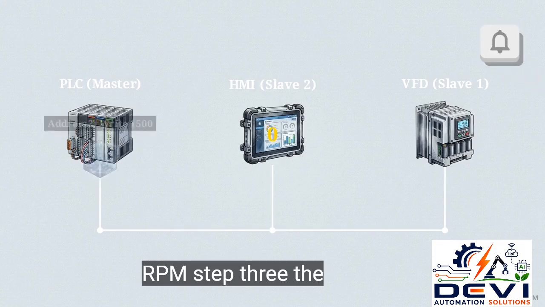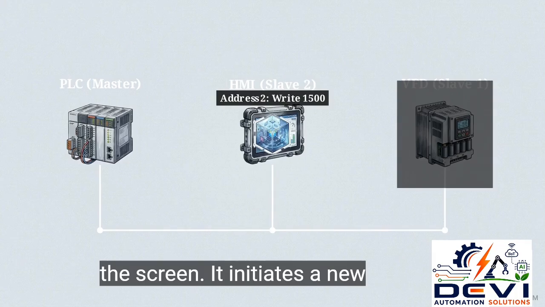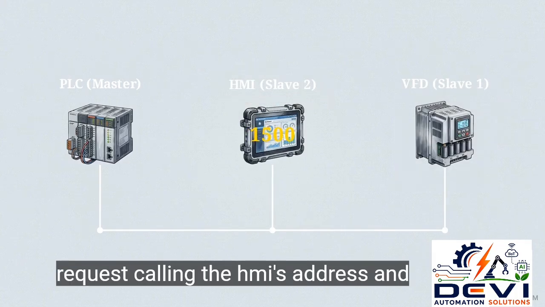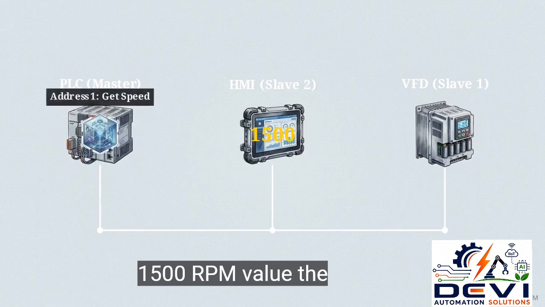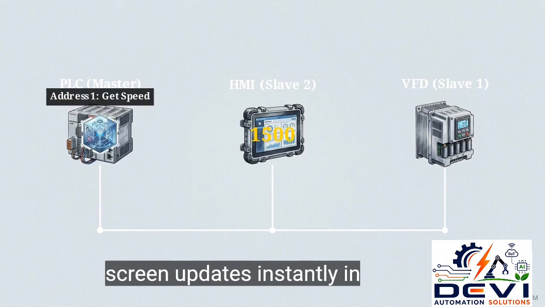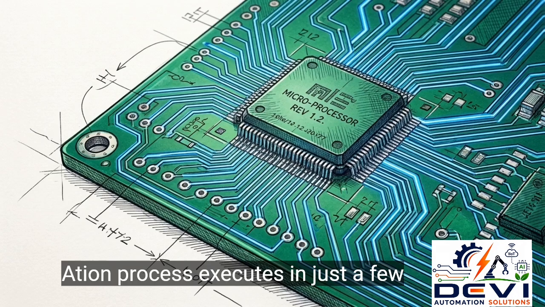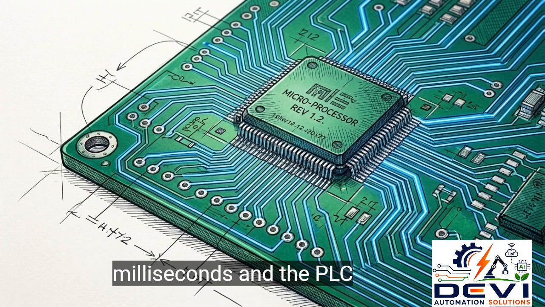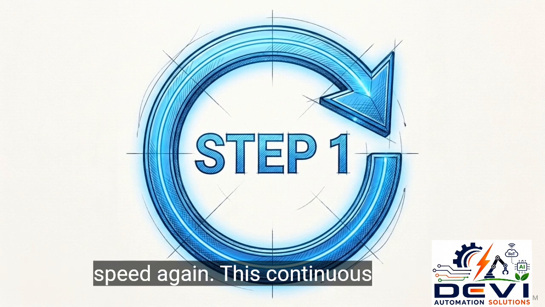Step 3. The PLC must now push that information to the screen. It initiates a new request calling the HMI's address and sends a write command containing the 1500 RPM value. The screen updates instantly. In reality, that entire three-step communication process executes in just a few milliseconds, and the PLC immediately loops back to step 1 to check the speed again.